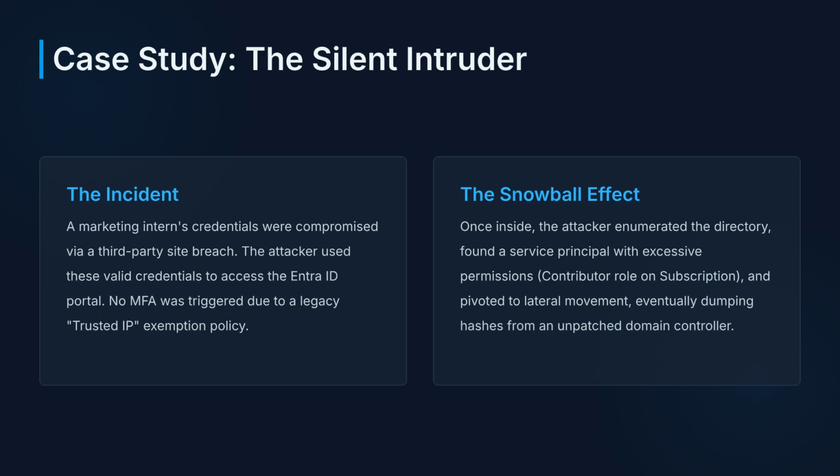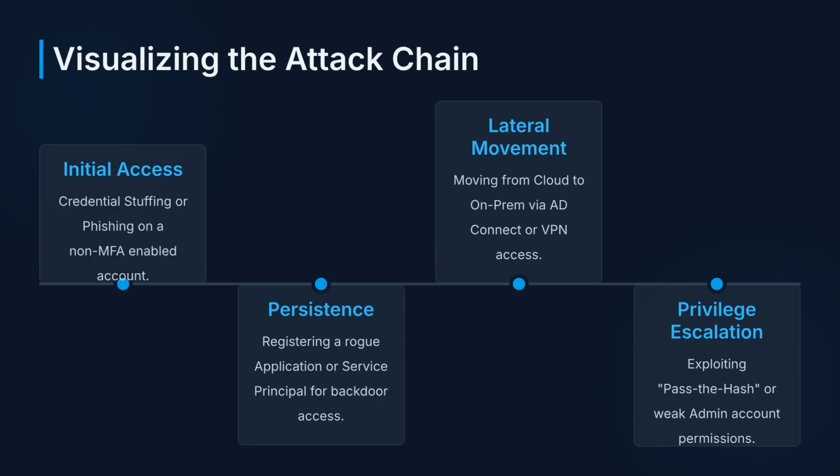In this case study, we examine how a marketing intern's compromised credentials led to a full domain takeover. The attacker bypassed MFA due to a legacy, trusted IP exemption, enumerated the directory, and exploited excessive permissions for lateral movement. The attack chain typically involves initial access through credential stuffing, persistence via a rogue application, lateral movement from cloud to on-prem, and finally, privilege escalation.